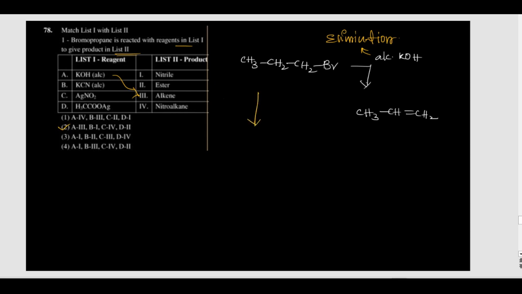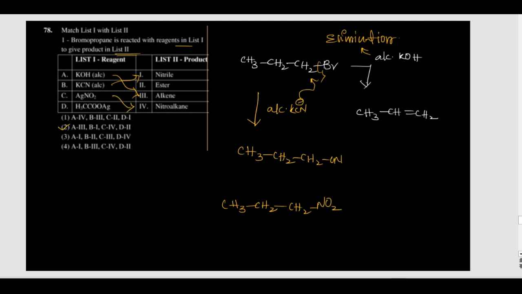And in the presence of alcoholic KCN, it will undergo substitution reaction only. We'll get nitrile. This will substitute over here and the bromine will be removed. CH3CH2CH2CN, we'll get the nitrile. So B is for 1. And AgNO2 also undergoes substitution reaction only. We will get nitroalkanes, CH3CH2CH2NO2. This is the nitroalkane. So option C is 4, right?